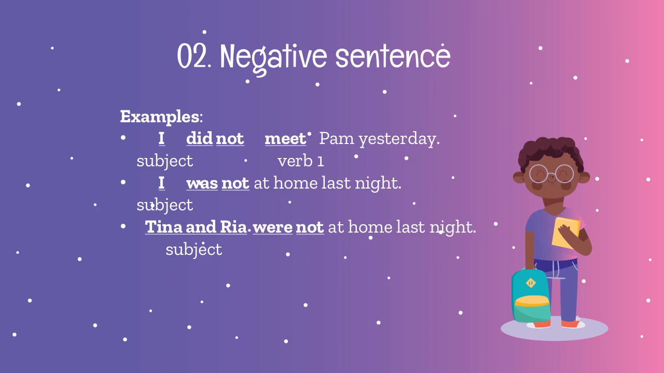Remember that. And then the second example, I was not at home last night. The subject is I, and because I use I, so use was. It's only one person, singular. But if the subject is plural, like the third example, Tina and Ria were not at home last night. Tina and Ria are the subjects, and we use were here. Okay, get it? Because they are plural.